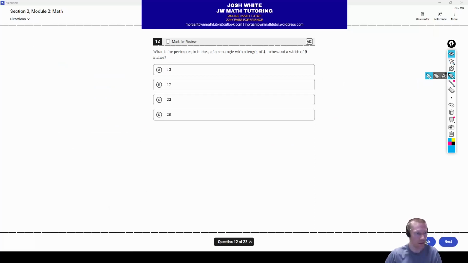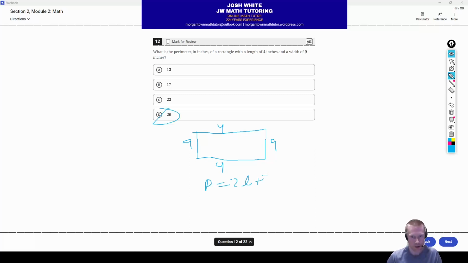All right, next up we have number 12. So what's the perimeter of a rectangle with a length of 4 inches and a width of 9 inches? So, all right, I guess I probably didn't draw this to scale, but that doesn't really matter because I can just draw it and label it. So you could just go through and add them up. 9 plus 4, 13. 13 plus 9, 22. Plus 4 is 26. Or you could just use the formula 2L plus 2W. 2 times 4 plus 2 times 9. 8 plus 18 gives me 26 as well. So correct answer is letter D.